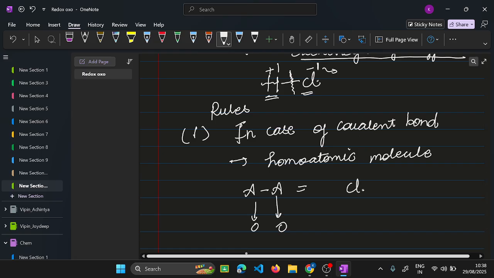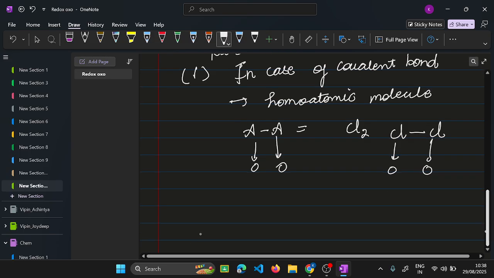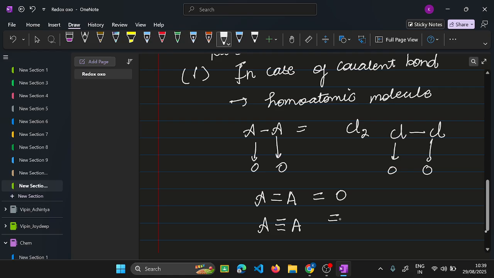Like in the example of Cl2. What is the charge on Cl? 0 and 0. Am I correct? Any doubt in this point? No. Like A double bond A, or A triple bond A, what is the charge? 0 and 0, because there is no electronegativity difference, right?